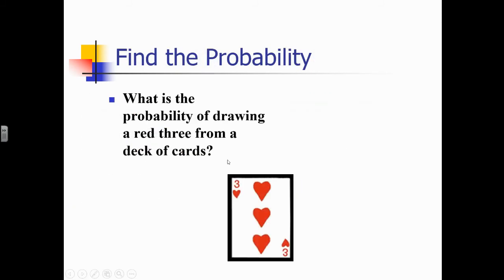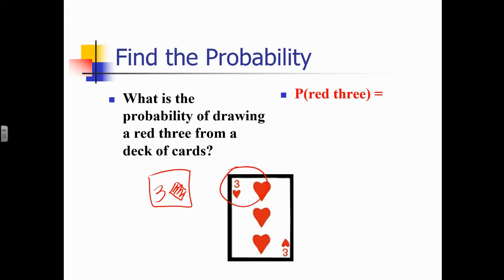Now, what about a red 3 from a deck of cards? If you know anything about a deck of cards, there are 52 possible outcomes. And how many red 3s are there? Well, there's not only the 3 of hearts that is depicted here, but there's also the 3 of diamonds, which also would be red. So how many cards is that total? Well, there's 2 red 3s out of a total of 52. And can that fraction be reduced? It can. We'll divide them both by 2. We get ourselves 1 out of 26.